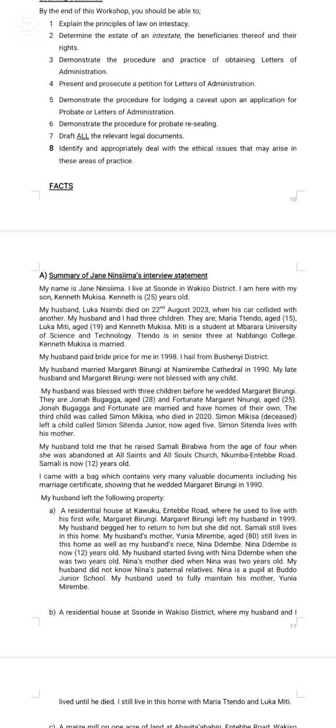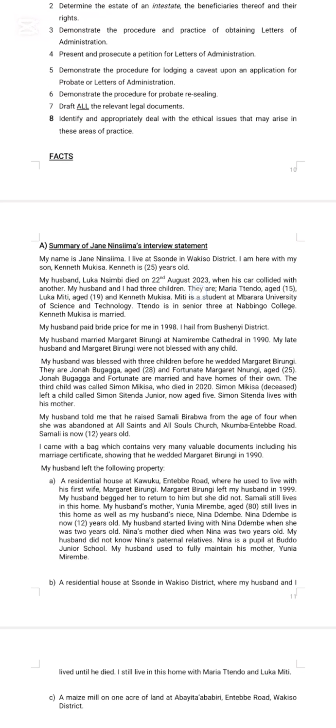Demonstrate the procedure of lodging a caveat upon an application for probate or letters of administration. So once you want to lodge a caveat, you must lodge this caveat at the court that issued the notice of application, and then you must serve this caveat to the applicant.